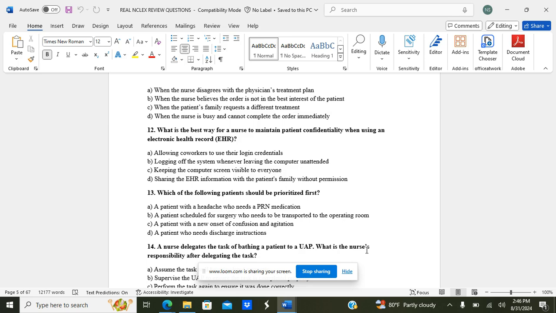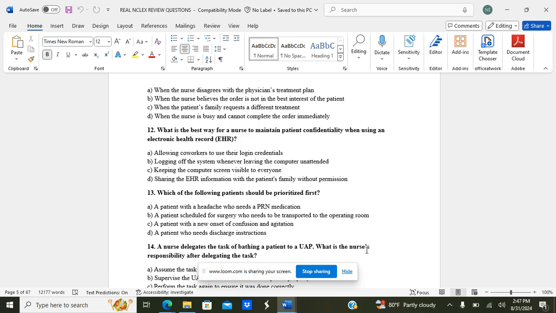Let's see the first choice. A, allowing coworkers to use their login credentials. No, this is not the best choice because you cannot let coworkers use your login credentials. That's not good. Second, B, logging off the system whenever leaving the computer unattended. This looks like a good choice, but we are going to continue to see the other choices. C, keeping the computer screen visible to everyone. No, no, no, no. You cannot leave the computer screen visible to everyone. That's a bad choice.